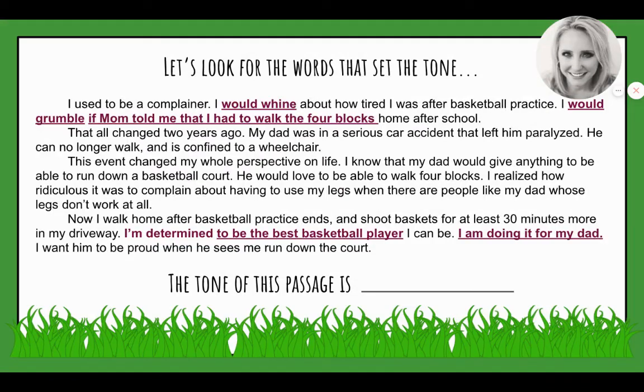How does the author change, or sorry, not the author, the character change at the end? What is he doing? He is determined and he's doing it. He is working hard. What is the tone of the passage?